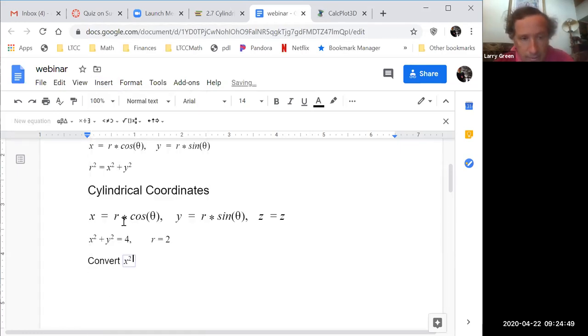x squared plus y squared plus z squared equals, how about 25, to cylindrical coordinates? Let's see if we can do that. Let's see if you can do that, and you can put it in the chat box when you're done. So convert that to cylindrical coordinates.